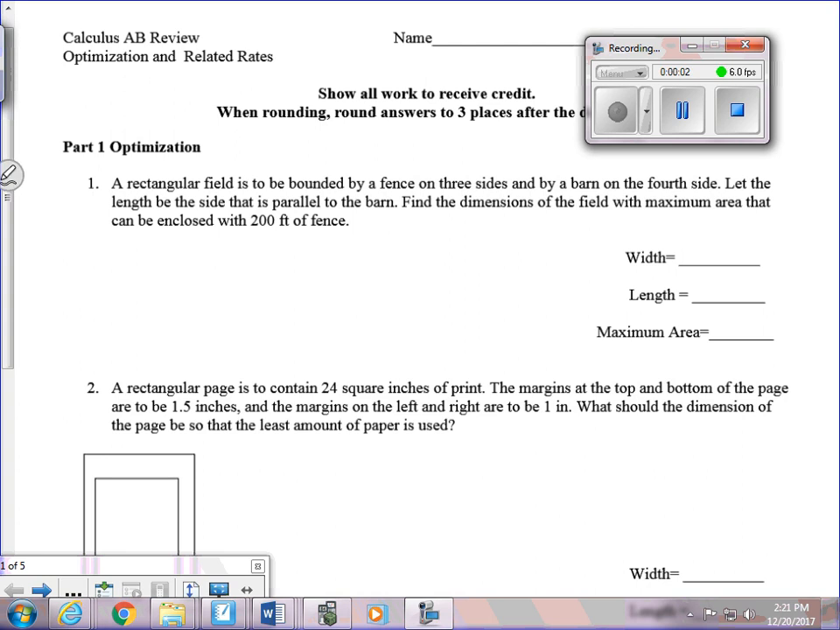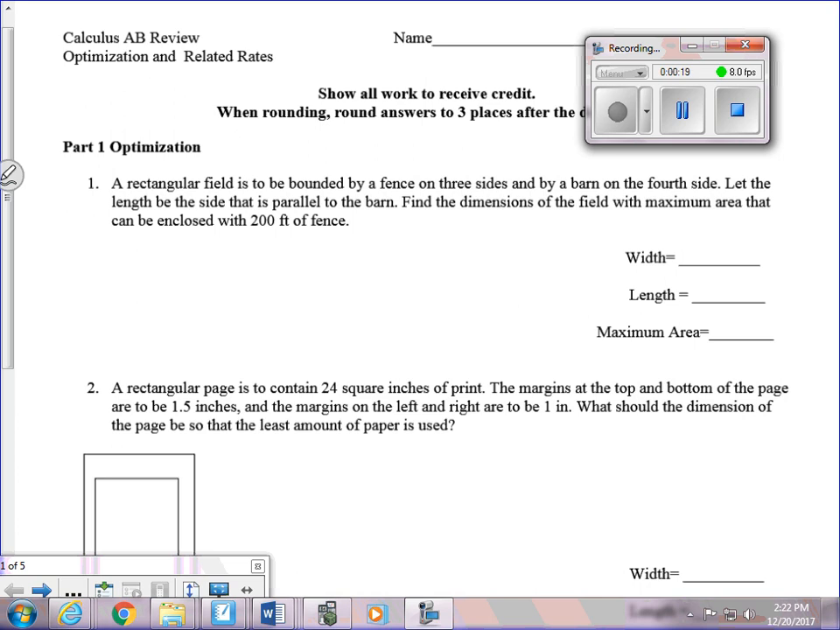Hi, okay, we're going to go over the review sheet. So the first 5 questions are optimization. With optimization, you've got to get an equation in one variable, take the derivative, set it equal to 0, check if it's a maximum using the second derivative, and then fill in your answers.